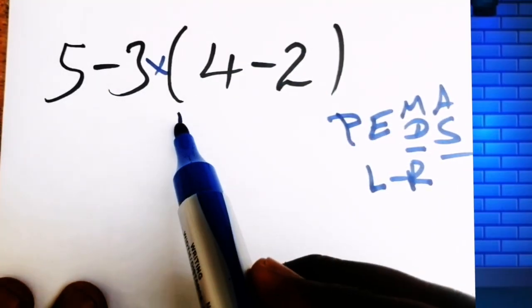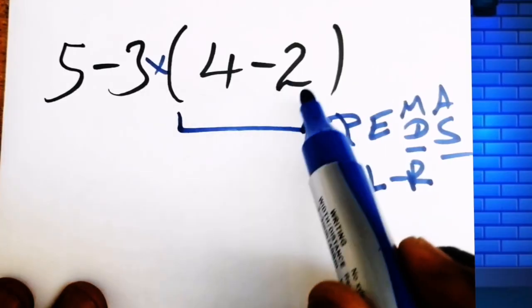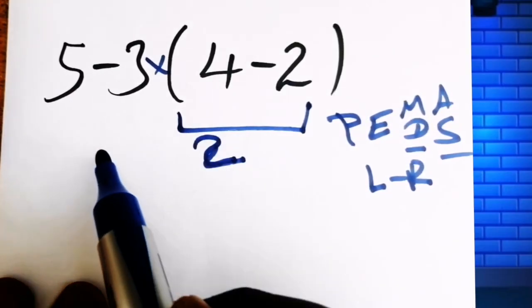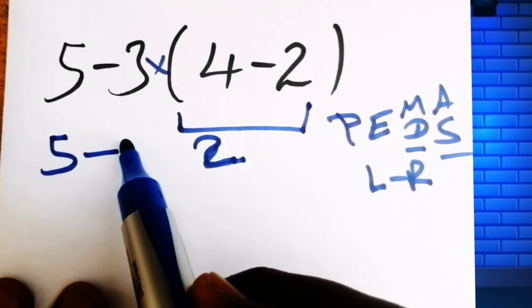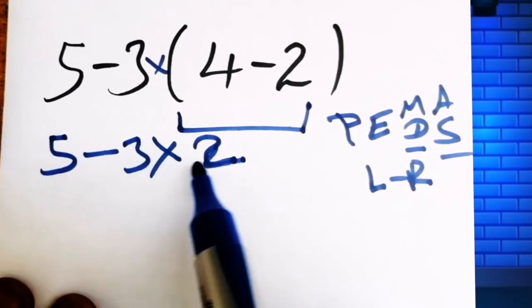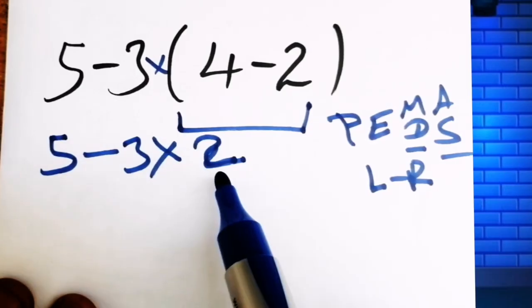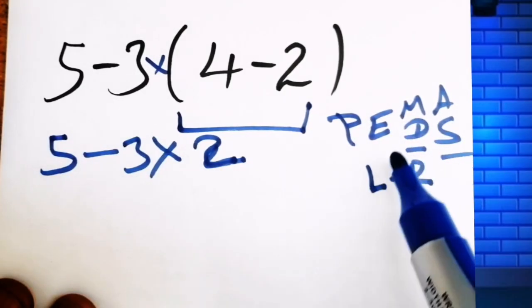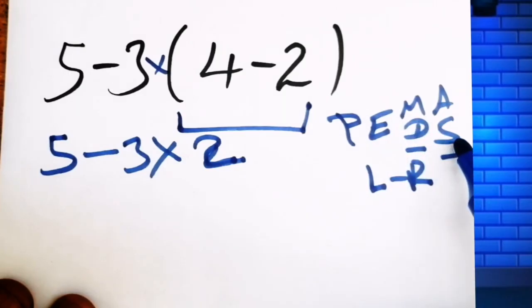Therefore according to PEMDAS, first we have to do this parenthesis, 4 minus 2, which is equal to 2. Okay, then 5 minus 3 times 2. Then there is subtraction and multiplication. Multiplication has higher priority than subtraction. Okay, because according to PEMDAS, multiplication comes before subtraction.